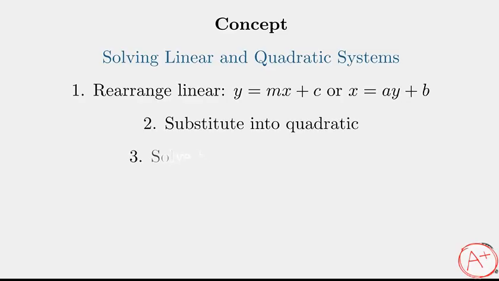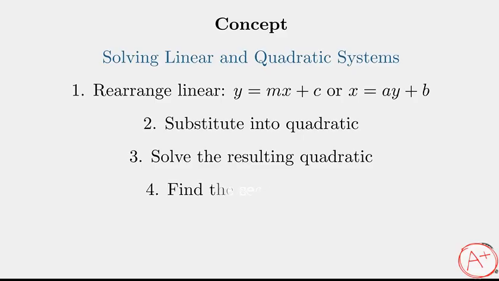Third, solve for that variable. You can use factorization, completing the square, or the quadratic formula depending on the numbers. Finally, substitute your found values back into the linear equation to find the corresponding values for the second variable. Always use the linear equation here, as it is more direct and avoids extra phantom solutions.